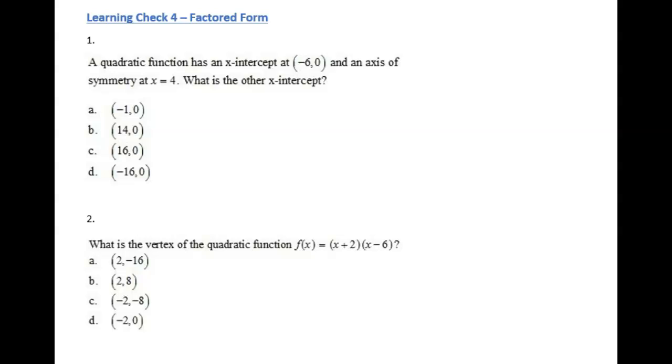So you have a quadratic function that has an x-intercept at (-6, 0) and an axis of symmetry of 4. What's the other x-intercept? What you could do here is give yourself a little diagram of the situation. So your x-axis, your y-axis, you have an x-intercept at -6. So you know your quadratic will cut through here. The axis of symmetry is at, let's say, 4. And where's the other one?